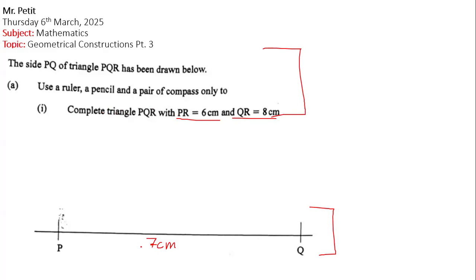Class, what is the size or measure of PQ? Let me get an answer. 7 centimeters, very good. PQ is 7 centimeters. And class, what is the size of PR? 6 centimeters, very good. And QR is how many centimeters? 8 centimeters, very good.